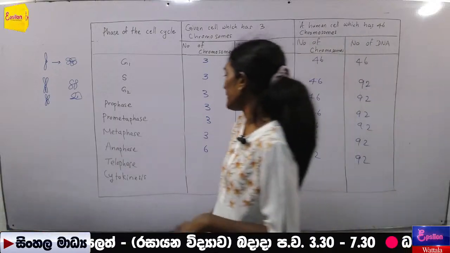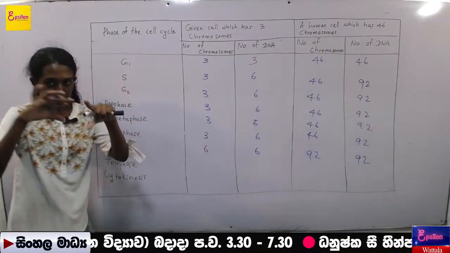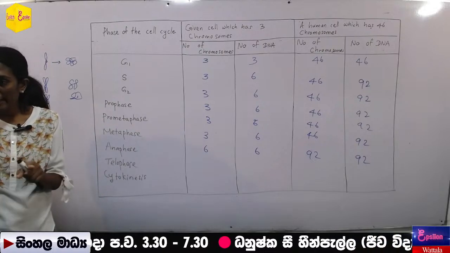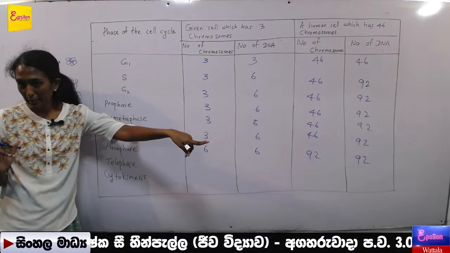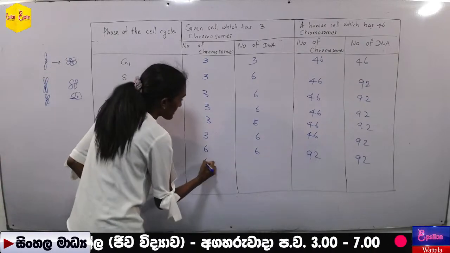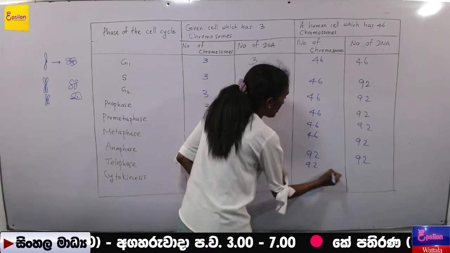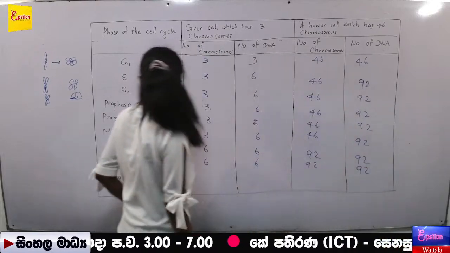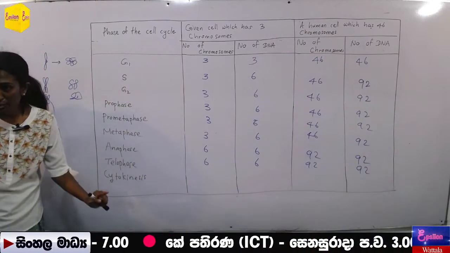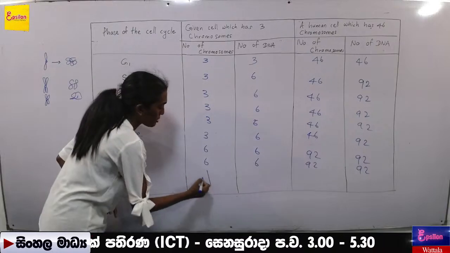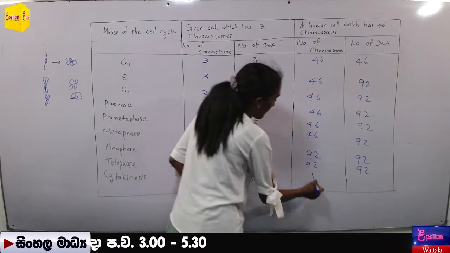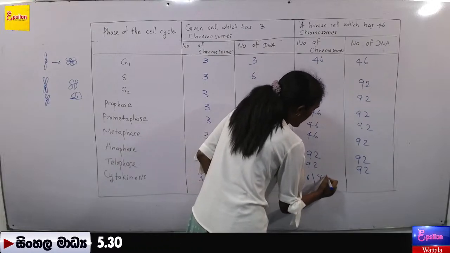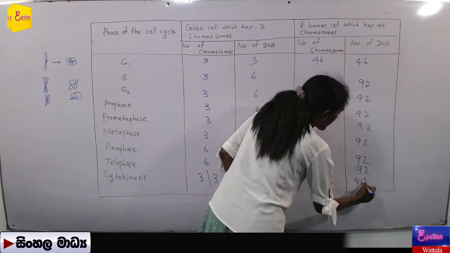In the telophase, the cell is still not separated, so the chromosome number and DNA number are the same. Am I correct? So it should be 6, 6, 92, 92. Same. In cytokinesis, they are going into 2 different cells. So I'm dividing this into 2. 3, 3, 3, 3, 46, 46. Here it is 46, 46.